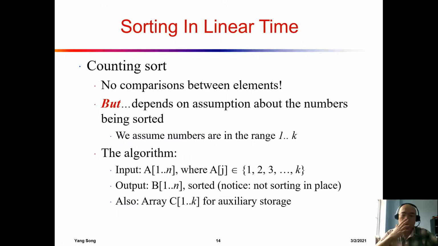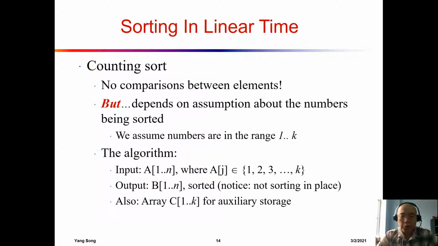Okay, but to do the counting sort, we have to add a few more assumptions. We are assuming that all the numbers we are sorting are integers, and they are in the range from 1 to n. So for the counting algorithm, we expect to have an array A from index 1 to n, and each value in the array A is in the range 1, 2, 3, up to k. They're all integer numbers from 1 to k. And the output will be B, 1 to n, sorted.